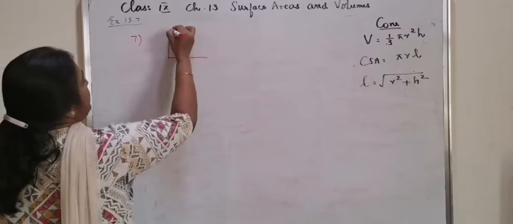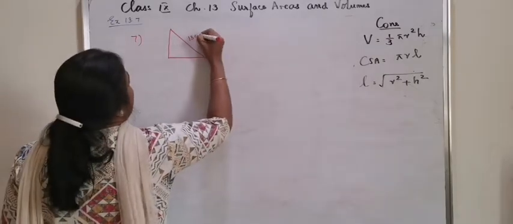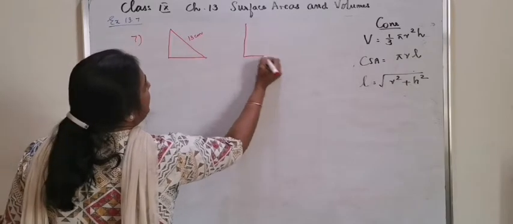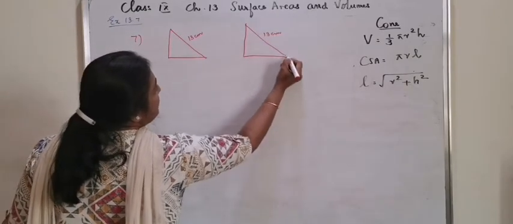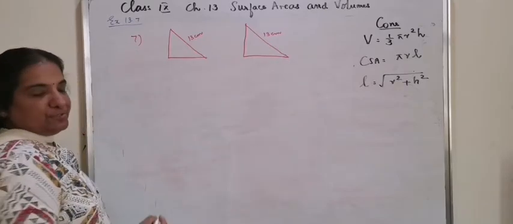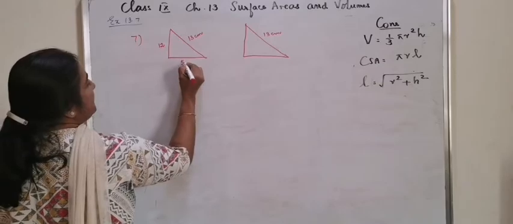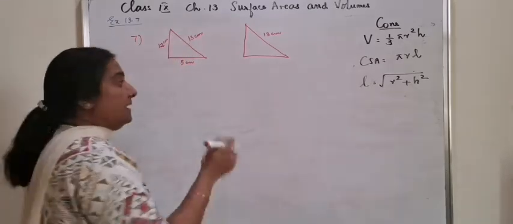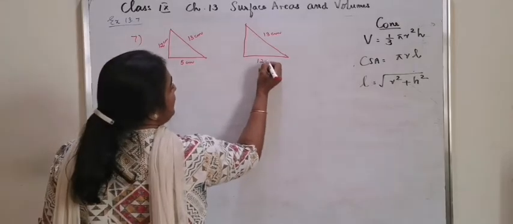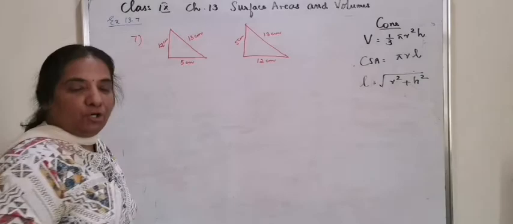Since 13 is the longer side, it always has to be the slant height. It always has to be the hypotenuse. In both cases, 13 centimeter will be the hypotenuse. In one case, the altitude can be 12 centimeter and the base 5 centimeter, or it can also be 5 centimeter and 12 centimeter in this particular order.